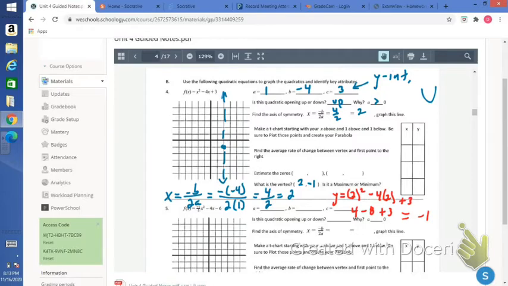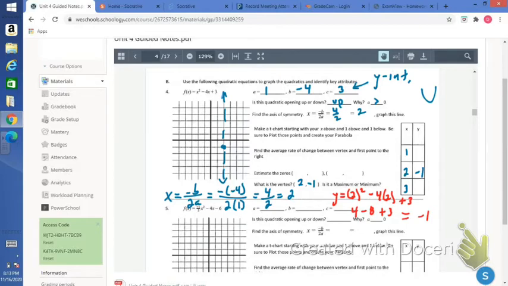Alright, now let's make a t-chart. So we put our vertex in the middle. When we plug in 2 for x, we're going to get negative 1 for y. Now what we want to do is pick an x-coordinate to the right and to the left of 2. So we're going to do 1 and 3.